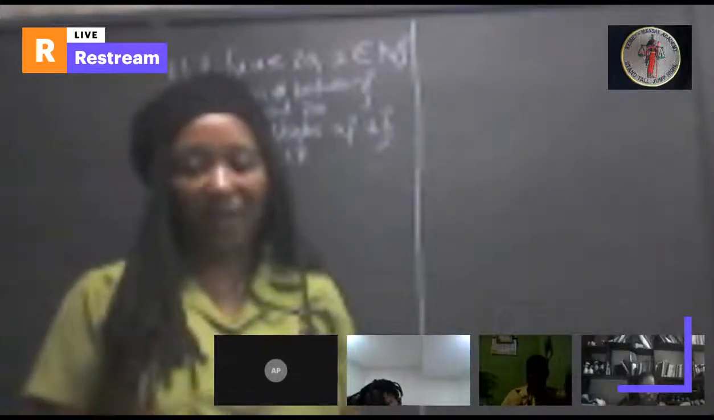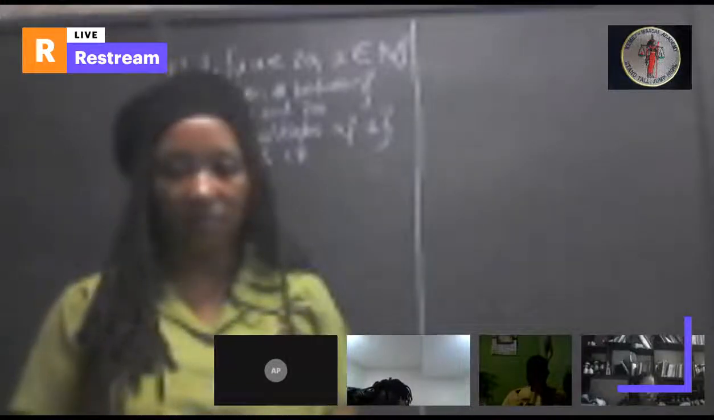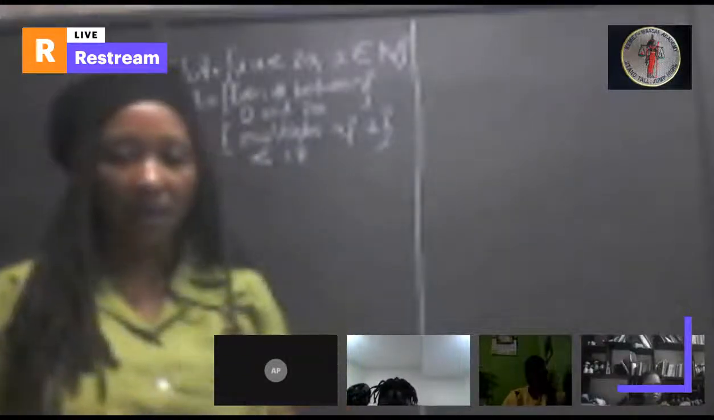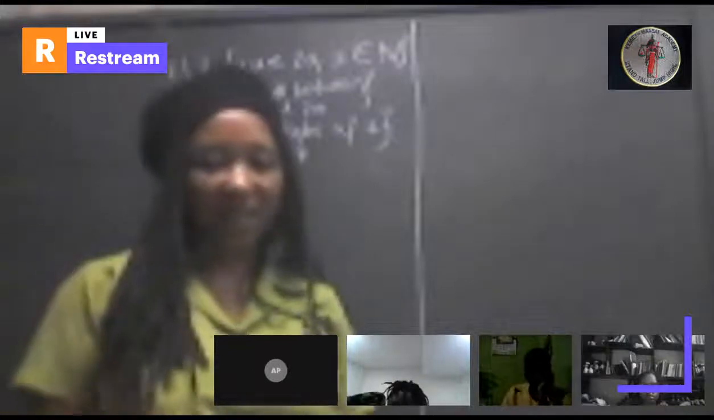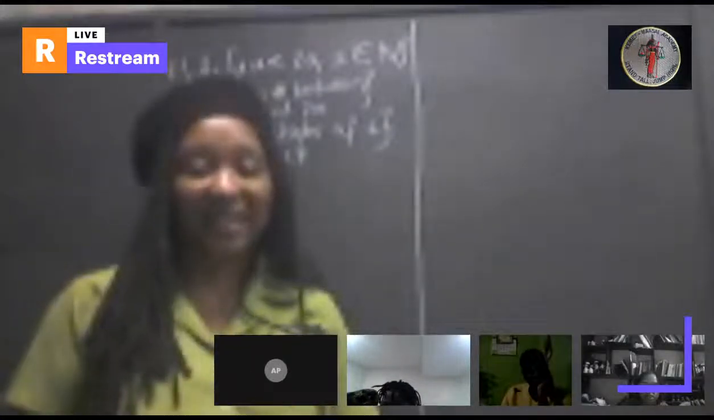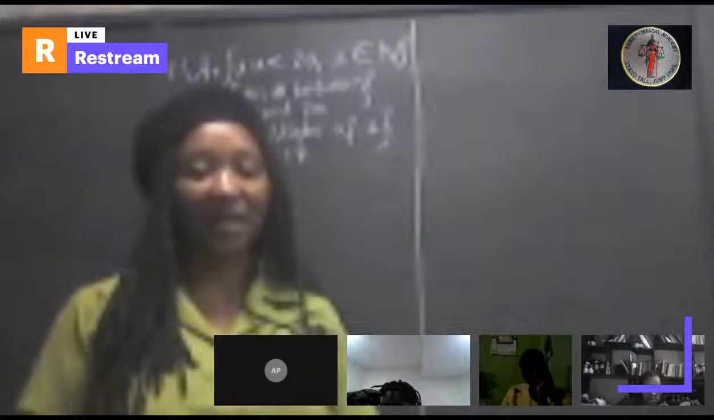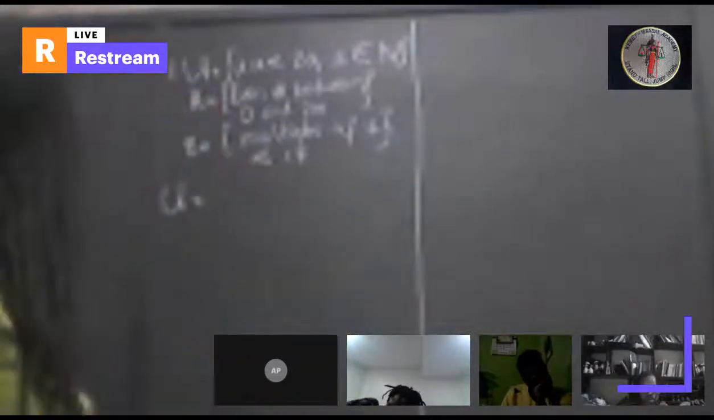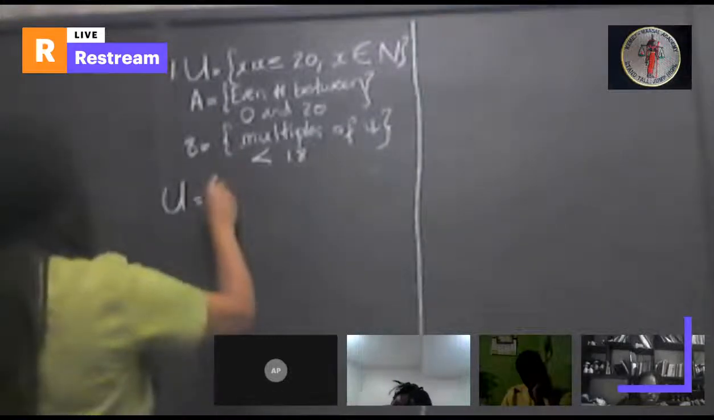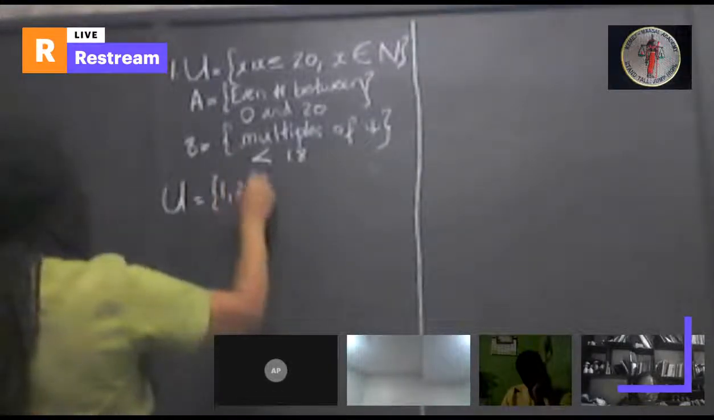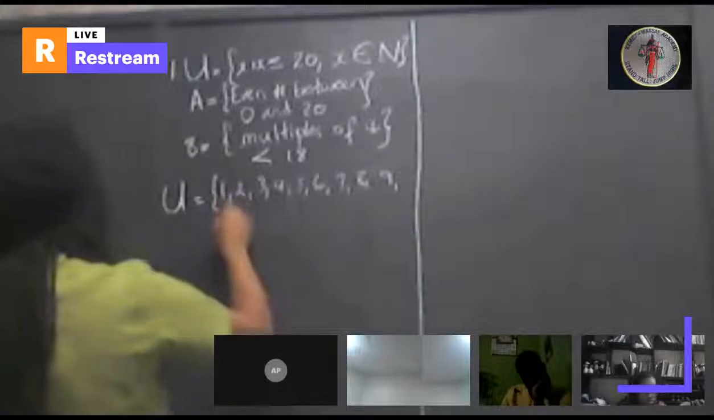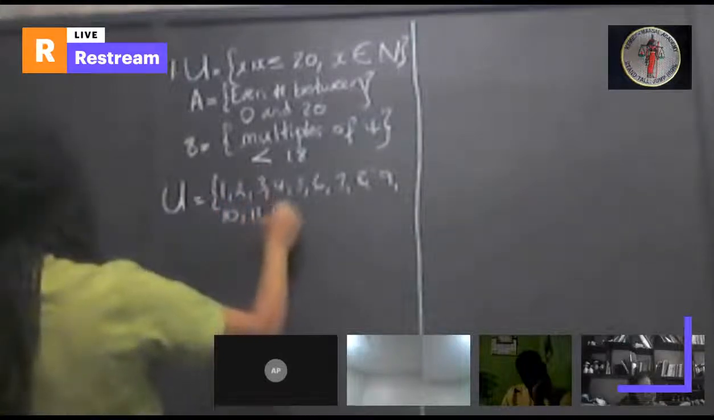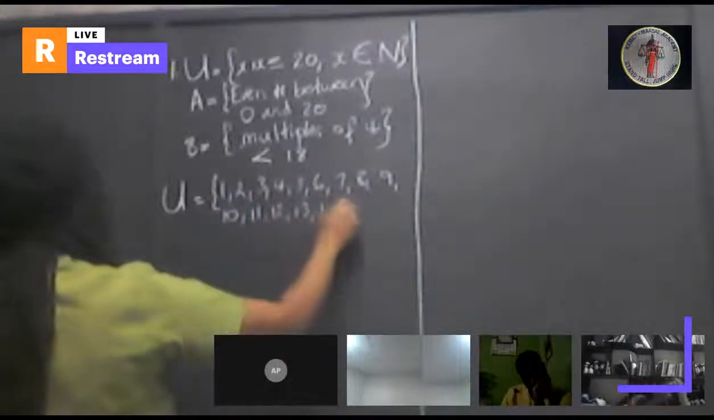Does that include 20 or not? Yes, miss, since it's equal to. Less than or equal to means 20 and less. So 20 is included. So basically then it's numbers from 1 to 20, right? 1, 2, 3, 4, 5, 6, 7, 8, 9, 10, 11, 12, 13, 14.